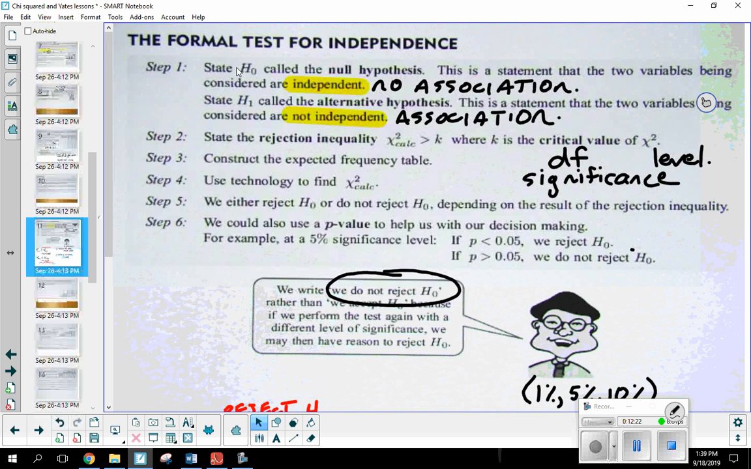You could also use the word association. There are different ways to say it. But we definitely don't want to say we accept H0, because that may not be the case at another significance level. So let's pull it all together. That's a lot of information. Here are the steps, if you ever forget exactly what we're doing. Let's try a problem.